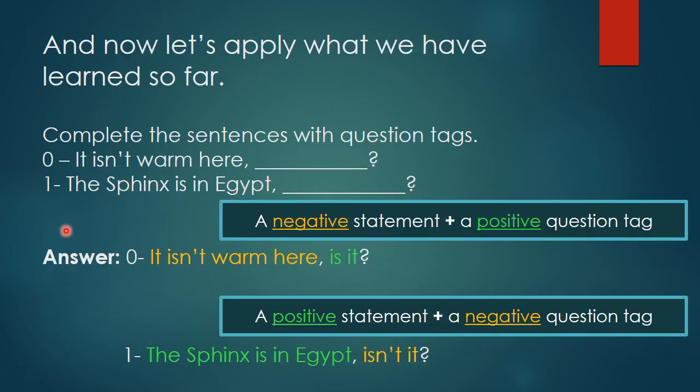Alright, so now let's apply what we have done so far. What we have done so far is how to use question tags correctly in a sentence, and the forms of the question tags, which are the positive form and the negative form. As I always tell you, whenever you are answering a grammar question, always use the forms that you have memorized when you were studying.